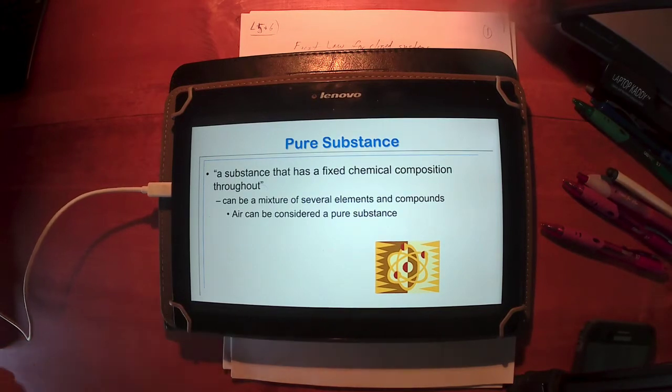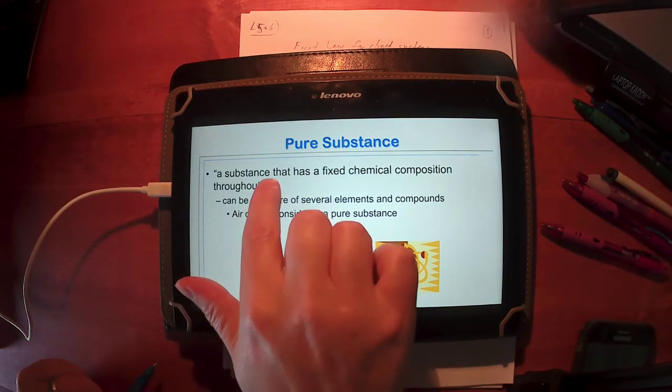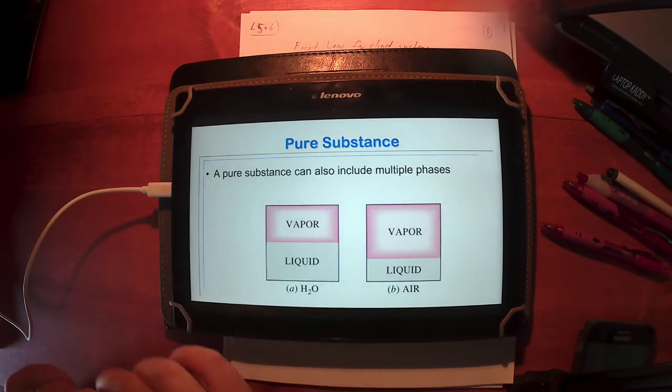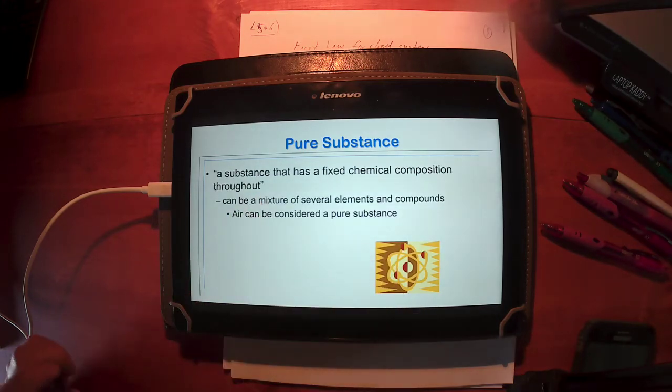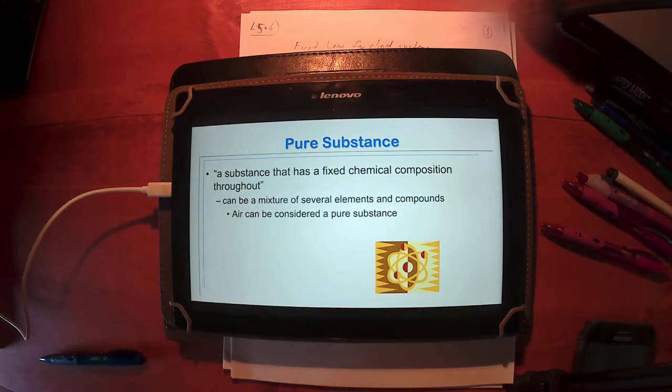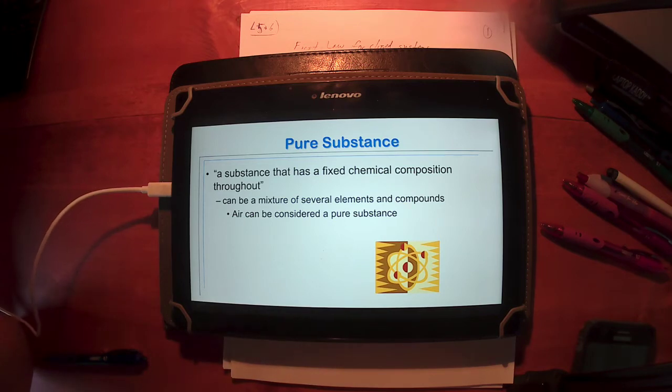Well, again, I've got my notes here. Anytime you see a direct quote without a source, that's a direct quote from your text, the Cengel and Boles text. They define a pure substance as any substance that has a fixed chemical composition throughout. It can be a mixture of several elements. It doesn't have to be a pure element.